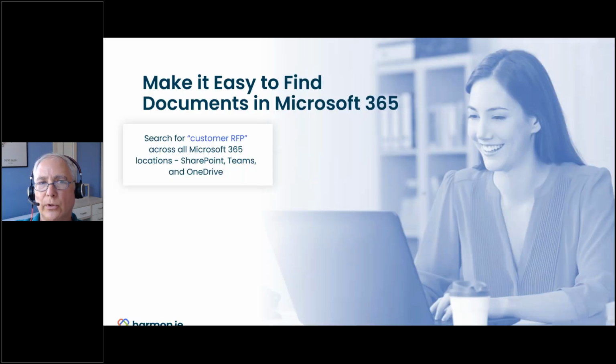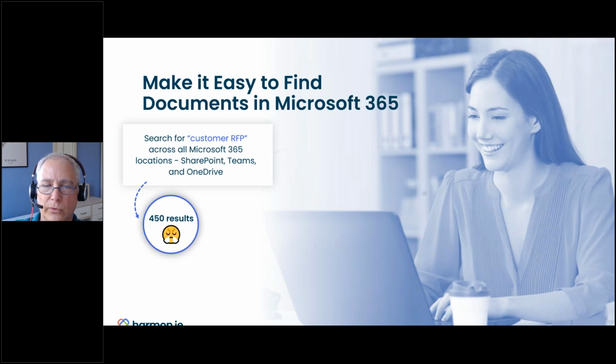So this is how we do it. And I'm going to show you this in a live demo in just a moment. I'll show you the Harmony 365 product, which allows you to actually find documents quickly in Microsoft 365. So how would I do it? I'm going to search for that same customer RFP across all my Microsoft 365 locations: SharePoint, Teams, and OneDrive. So now I get 450 results because I'm searching through lots of different places.